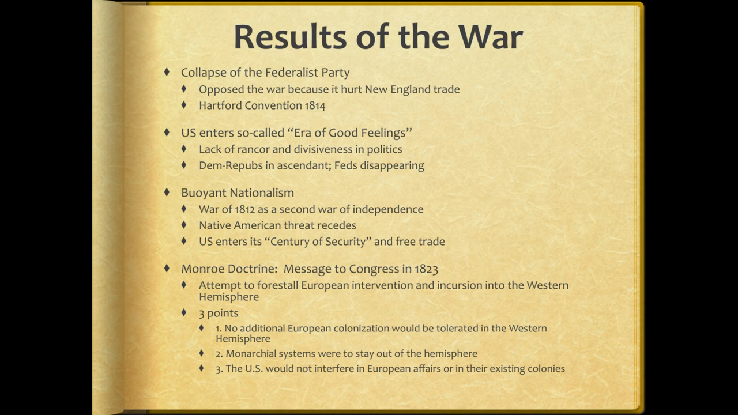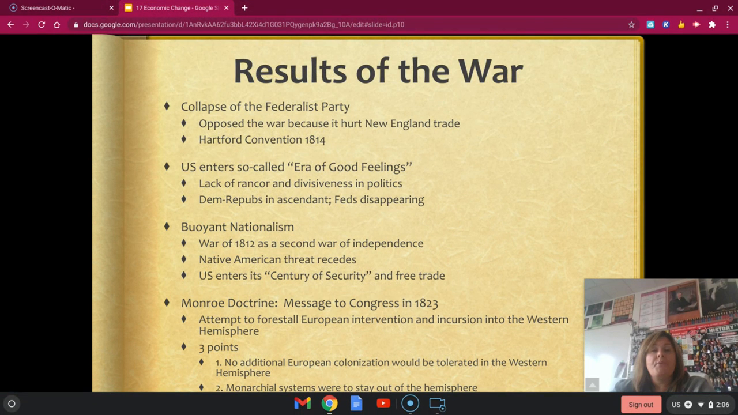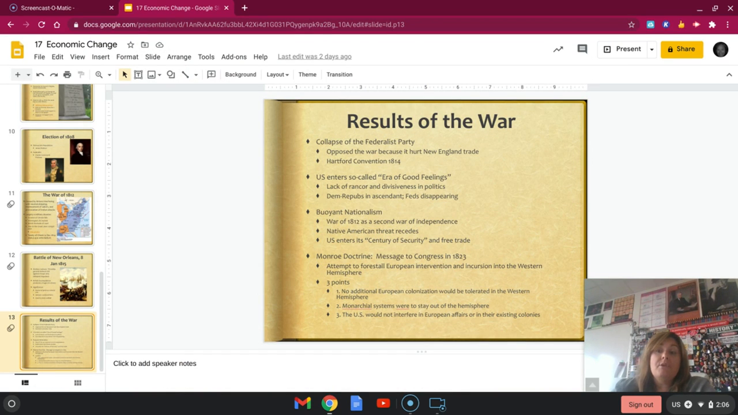Okay, so we've gone through Washington, Adams, Jefferson, and now Madison. The Monroe Doctrine will be issued under James Monroe, and we will pick up on Tuesday of next week.